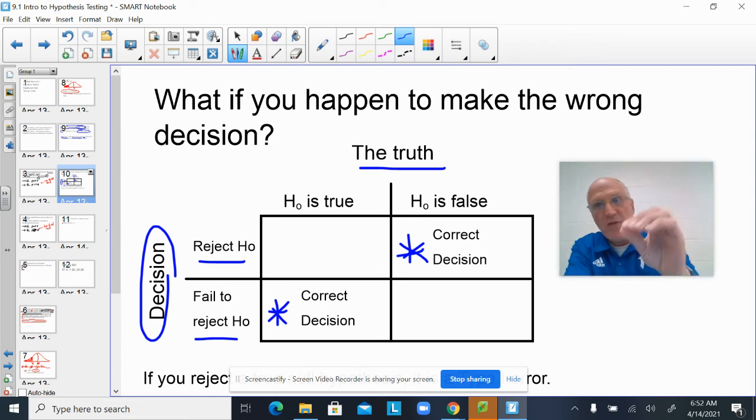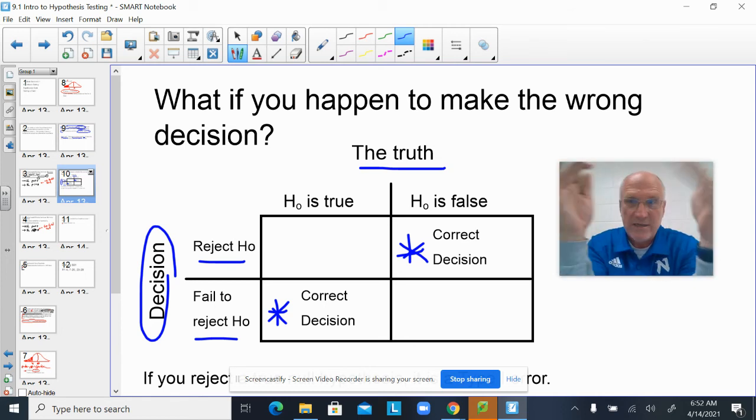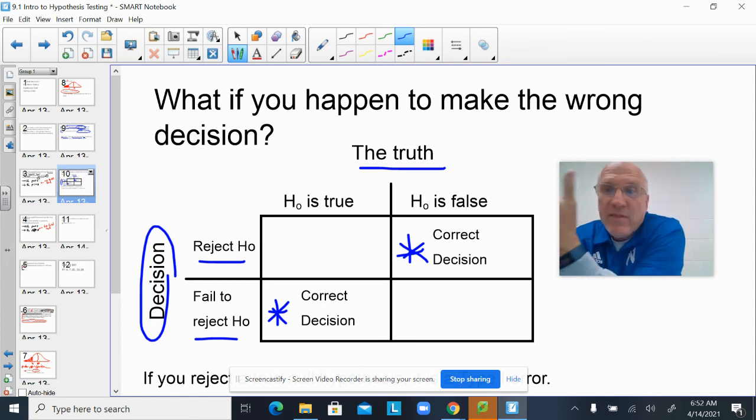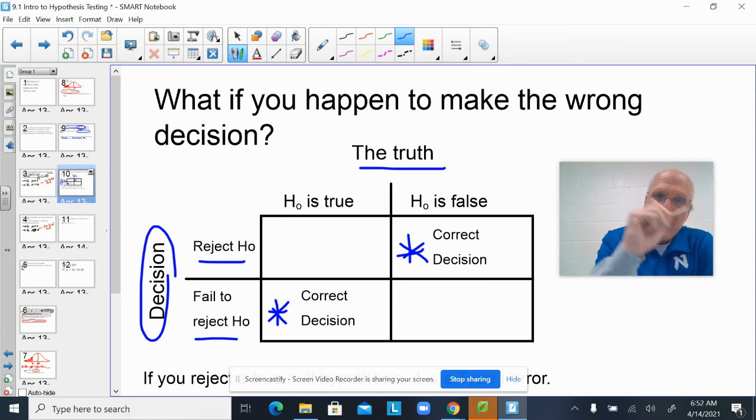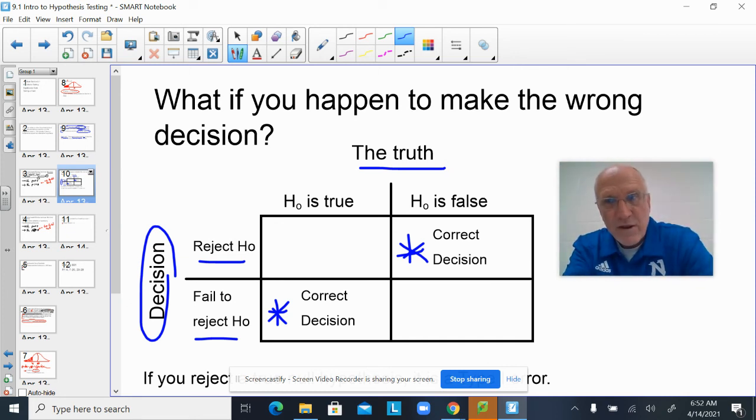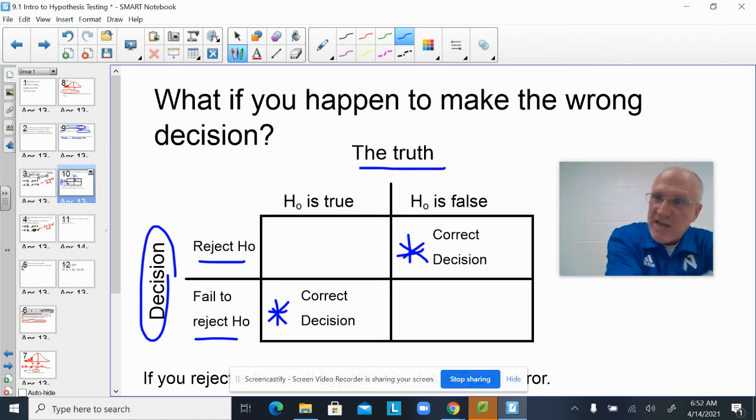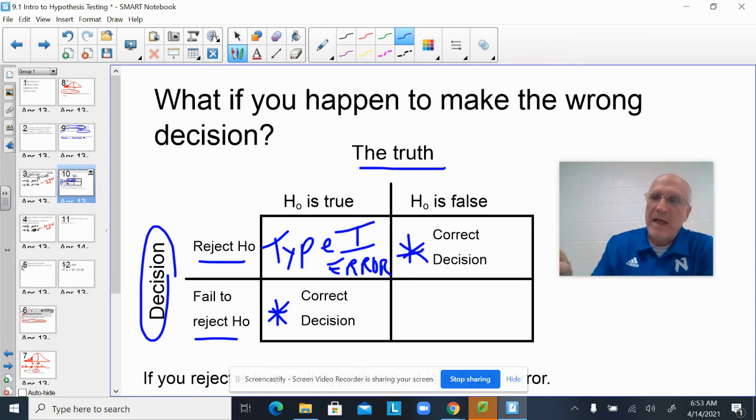But the other two empty boxes there, other two possibilities, are where I'm making the wrong decision. Top left, if the null hypothesis is true, but I reject it. So if I really am an 80% free throw shooter, but my test leads me to reject the null hypothesis, that is a type 1 error. And then the other one, if it turns out that I should have rejected it, turns out I'm worse than an 80% free throw shooter, but the test tells me to fail to reject it, that's a type 2 error.